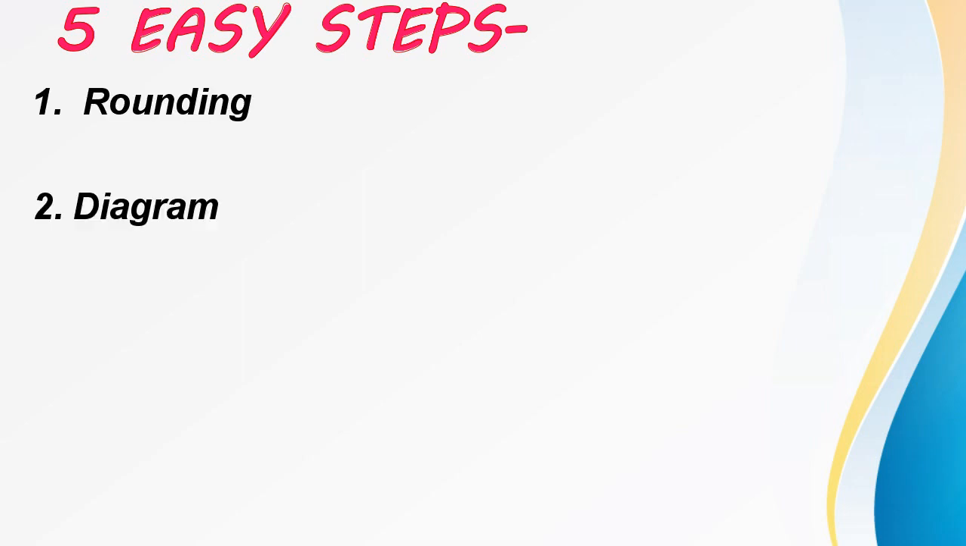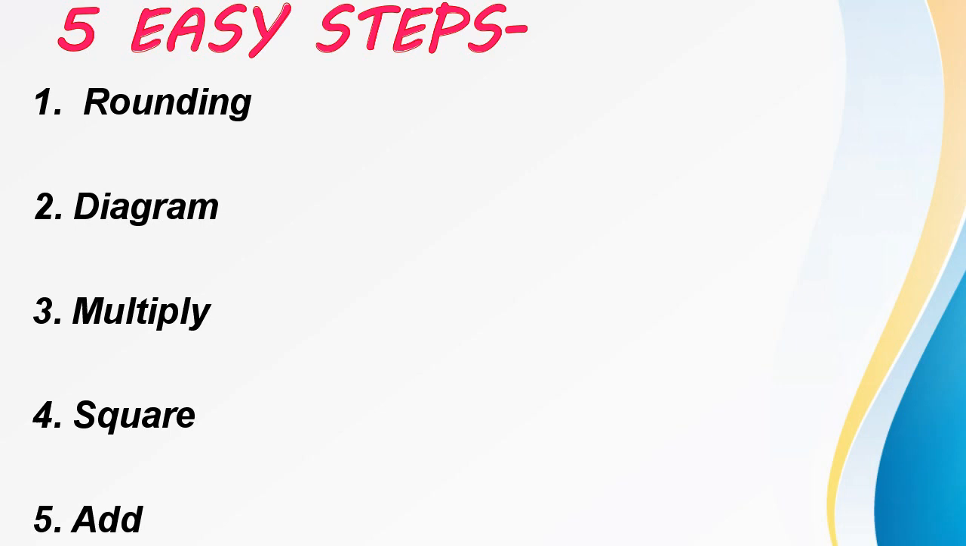The rounding method consists of 5 easy steps. They are: Step 1. Rounding. Step 2. Diagram. Step 3. Multiply. Step 4. Square. And Step 5. Add. Sounds easy enough, right? Now let's see what each of those steps are with an example.